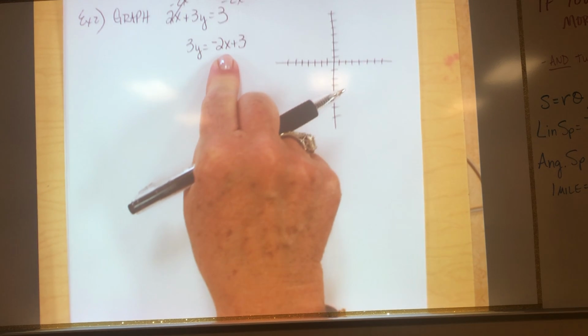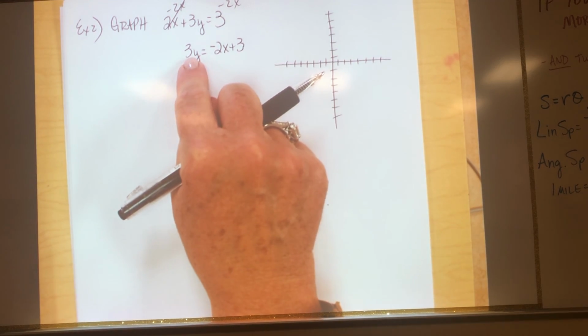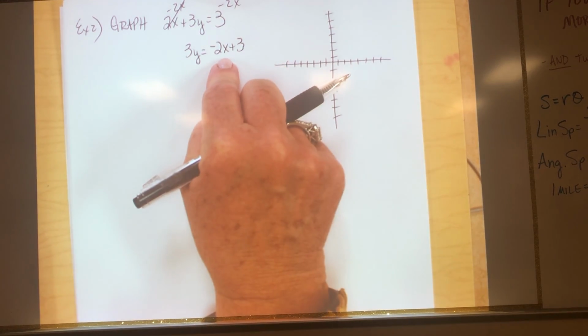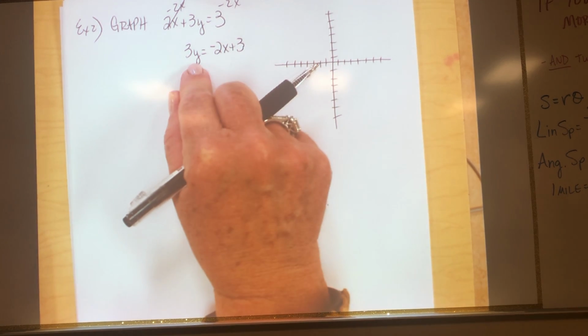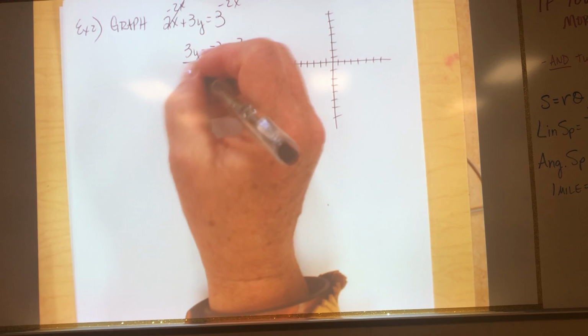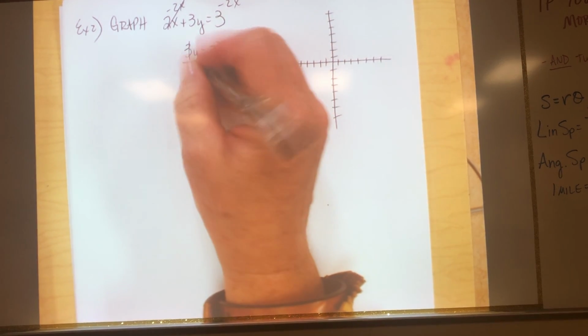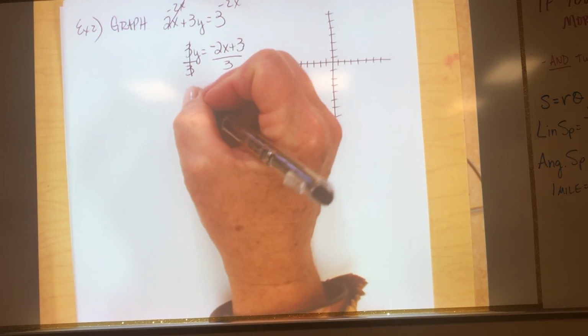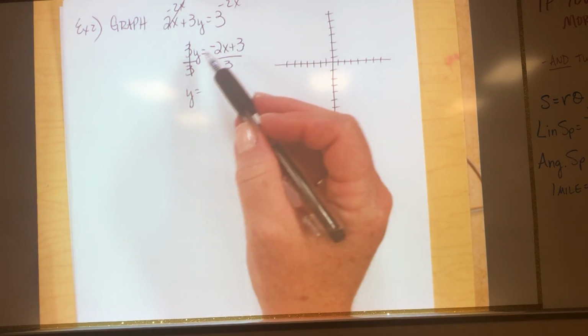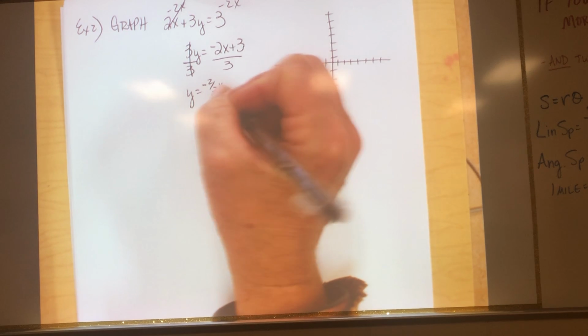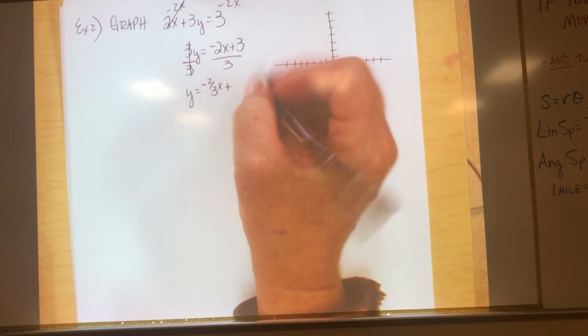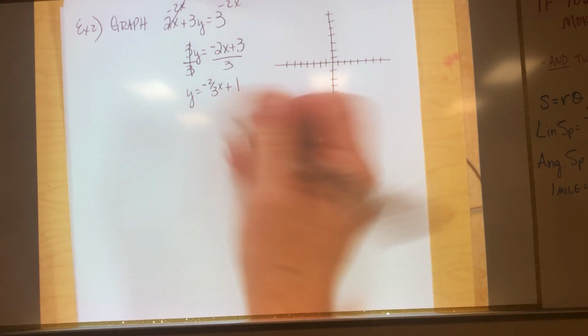Generally, when you start solving for y, you put your x first, so it'll be in that slope-intercept form, y equals mx plus b. But we still have to solve for y. When you divide by the coefficient of y, you remember to divide everybody by that. So this becomes negative 2/3 x plus, what's 3 over 3? 1. All right, what's my slope?